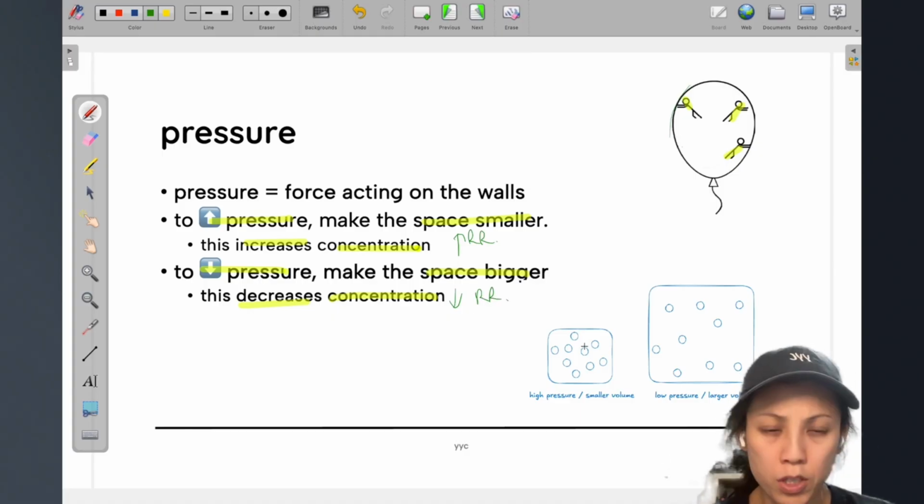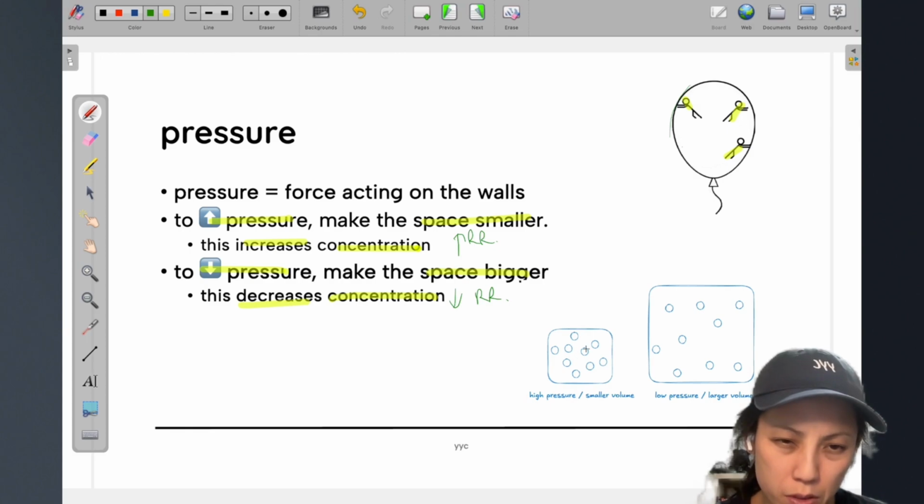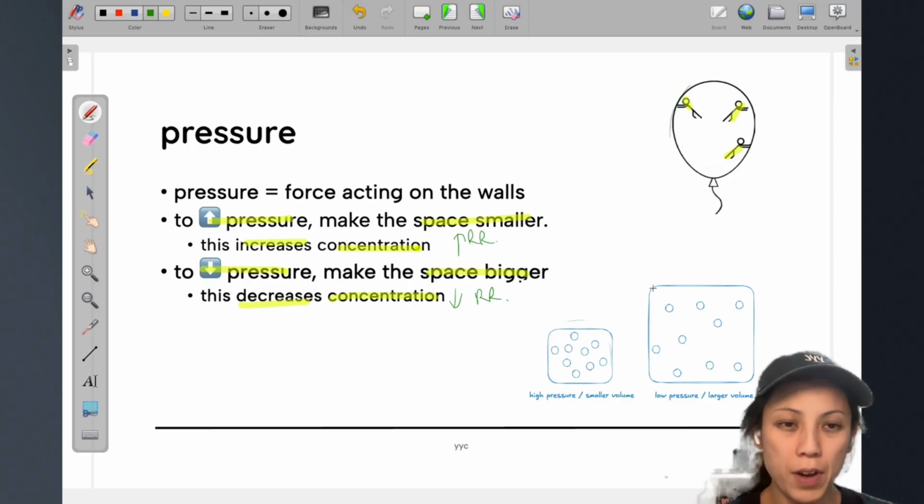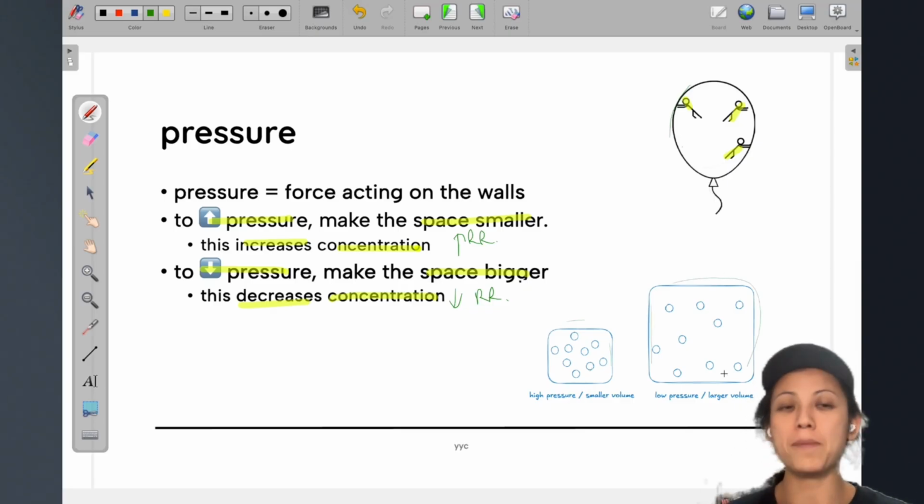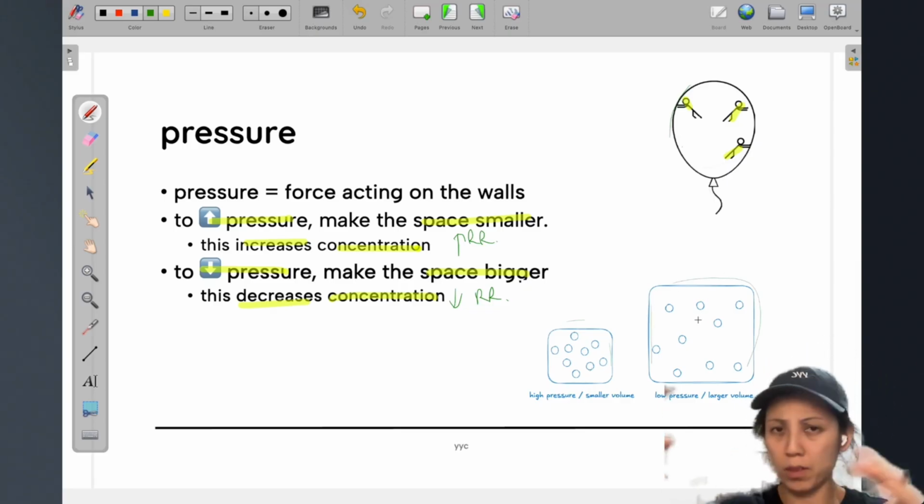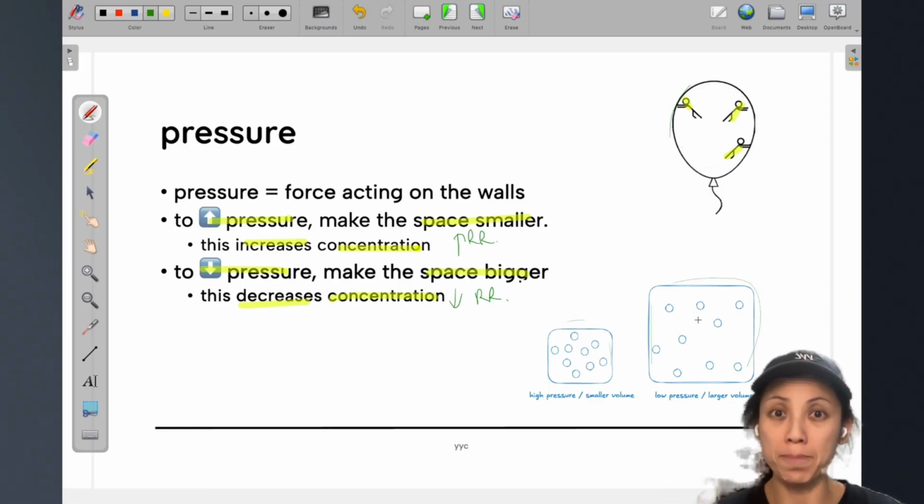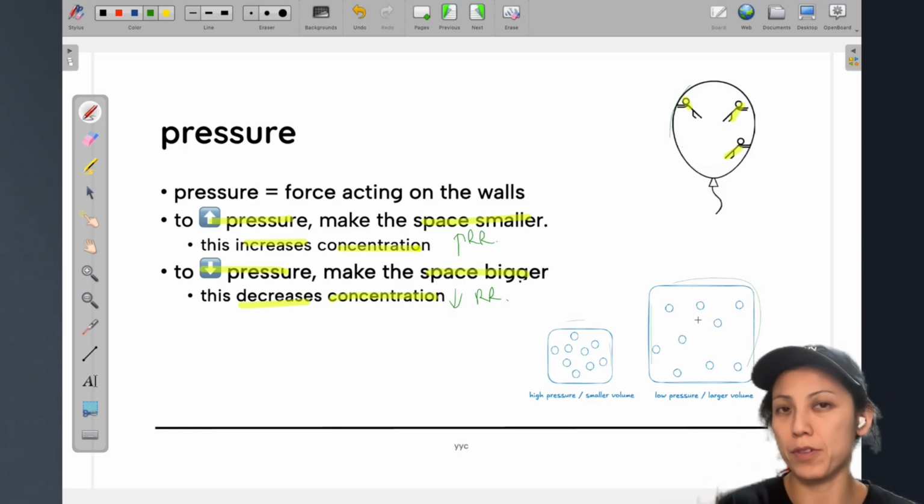So have a look here. How many particles have we got? So 9 particles in a smaller space. You can see that there's higher concentration, higher pressure. If I open that box and expand it a little bit with the same number of particles, there's much more space. So they're probably having fewer collisions in that same amount of time, which means you're going to have a lower rate of reaction.